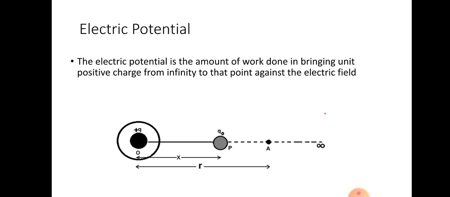So whatever amount of work done is required to bring that unit positive test charge from infinity to the point where we want, at that point whatever work is required, that is equivalent to the electric potential. So from this, whatever work done is required, that is equal to the electric potential.